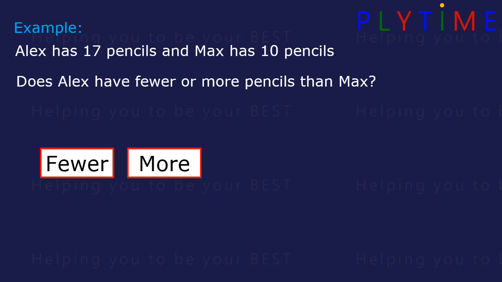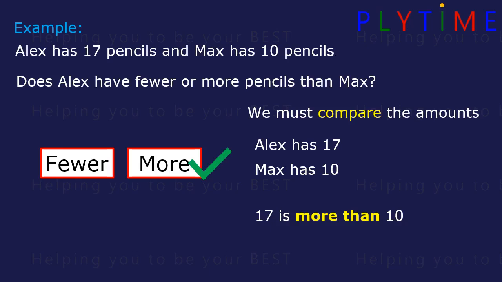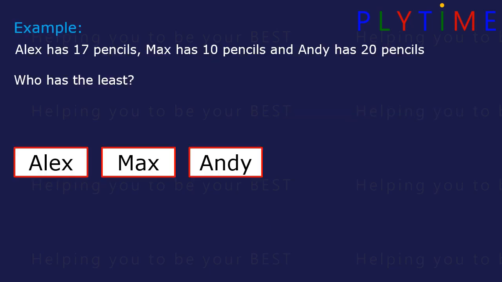Alex has 17 pencils and Max has 10 pencils. Does Alex have fewer or more pencils than Max? We need to compare the amounts. Alex has 17, Max has 10. 17 is more than 10, so Alex has more.